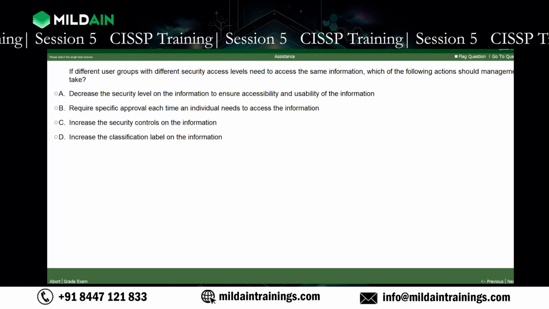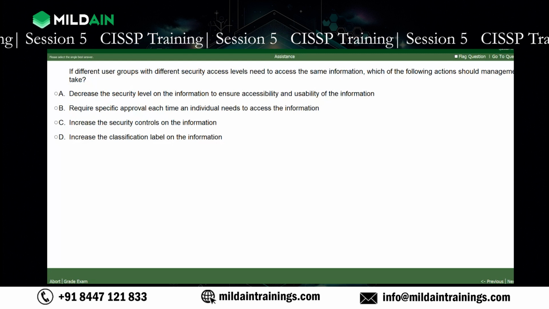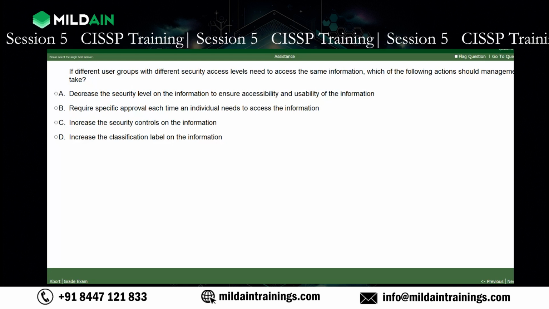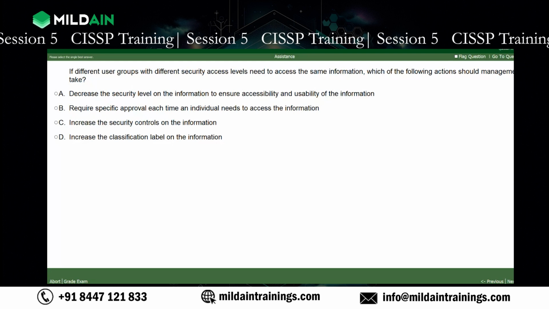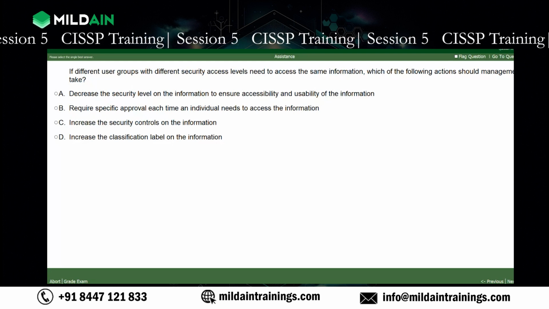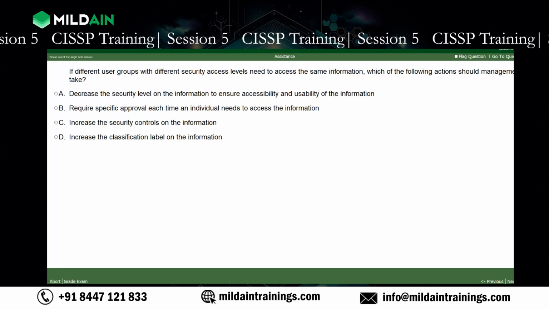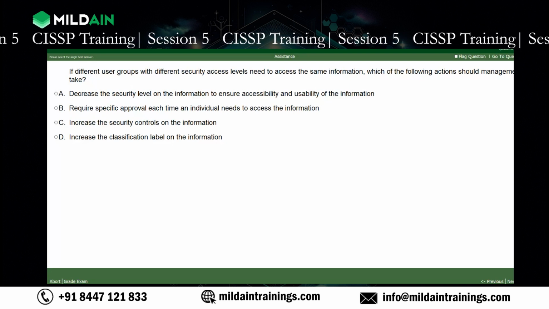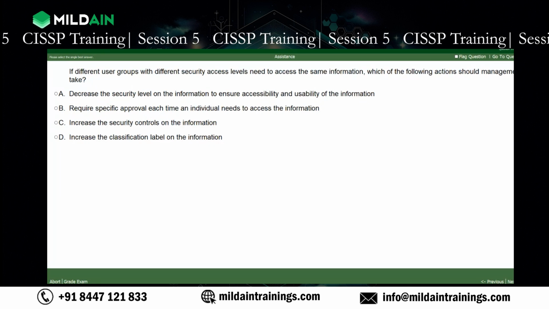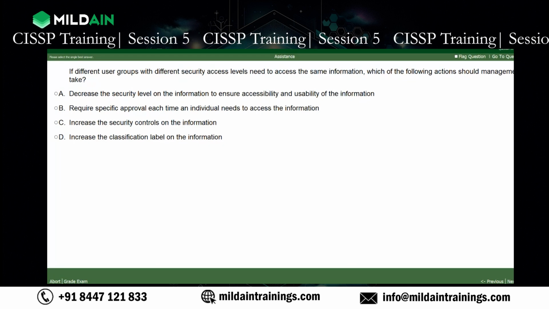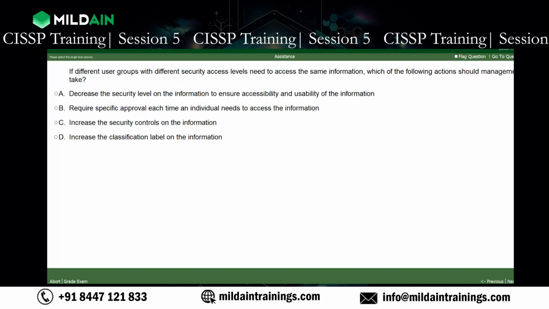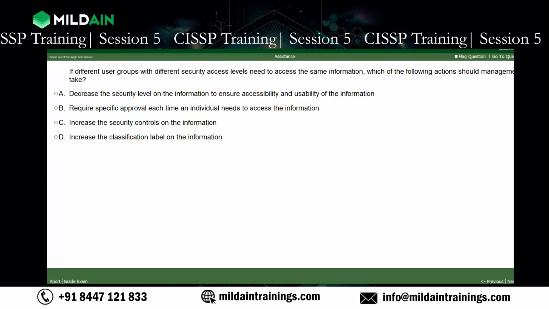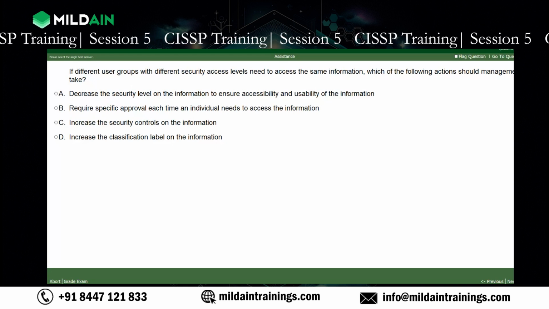Different user groups with different security access levels need to access the same information. Which of the following actions should the management take? So here we are talking about the management. So hierarchy, what is in hierarchy? Require specific approval, this will not be the one. Again, you're talking about individual needs, then it would be a privacy-related one. So B is not the option. Any other guess? C. Yes, C would be the right one because it is increasing the security control of the information, like confidentiality, integrity, availability, technical controls, deterrent controls, and so on.